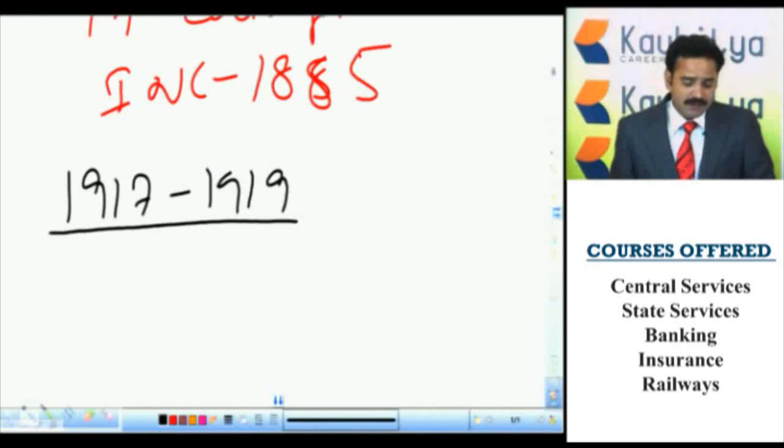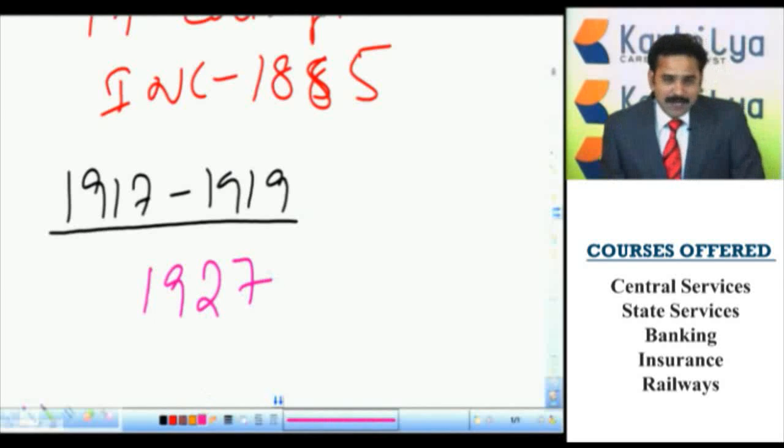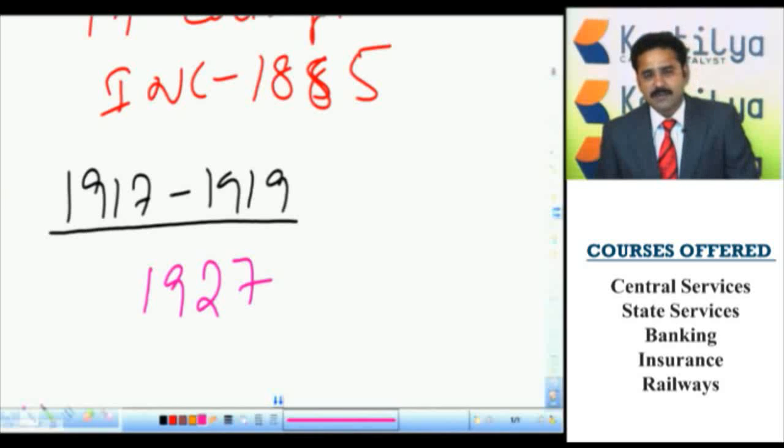And the Congress party passed a resolution in the year 1927 which declared that the basis of the future Indian constitution must be a declaration of fundamental rights. This was the historical demand made by the Indian National Congress leaders regarding the fundamental rights.